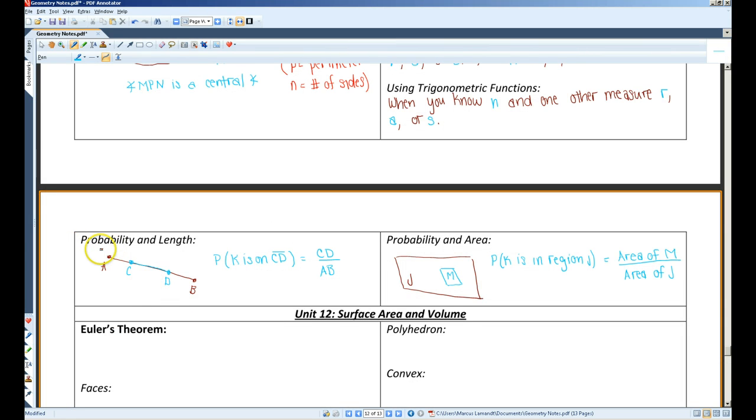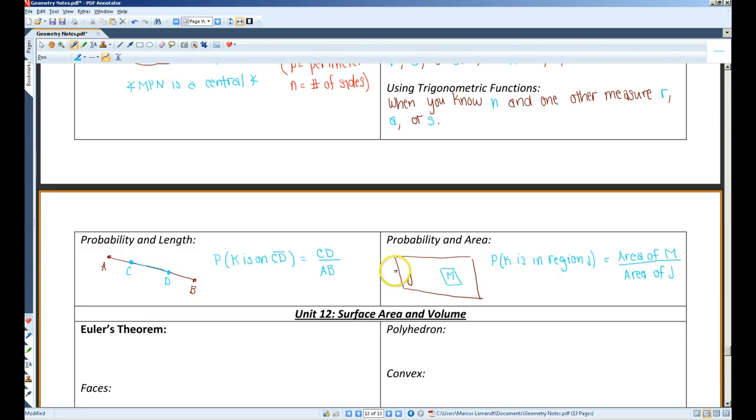The probability of an event is a measure of the likelihood that the event will occur. It is a number between 0 and 1 and can be expressed as a fraction, decimal, or percent. So let AB be a segment that contains CD. If a point K on AB is chosen at random, then the probability that it is on CD is the ratio of the length of CD to the length of AB. The way we represent probability is with a P, and then whatever event we're discussing goes in parentheses next to the P.